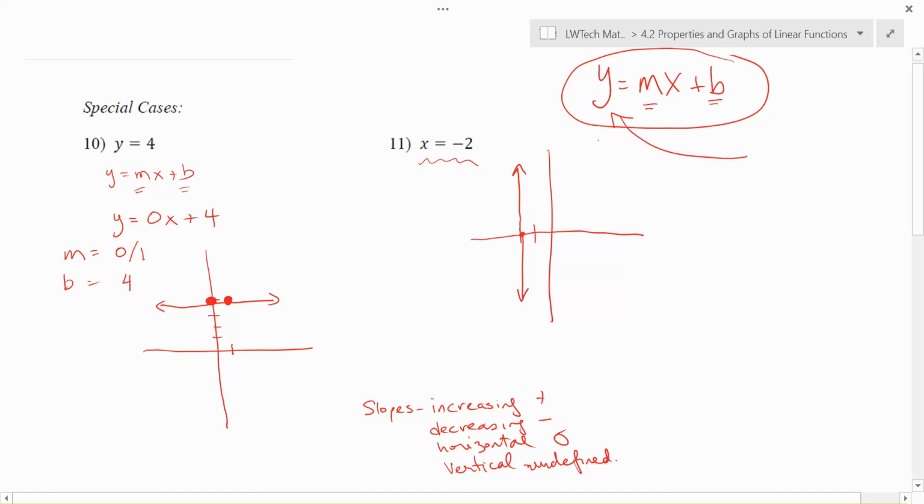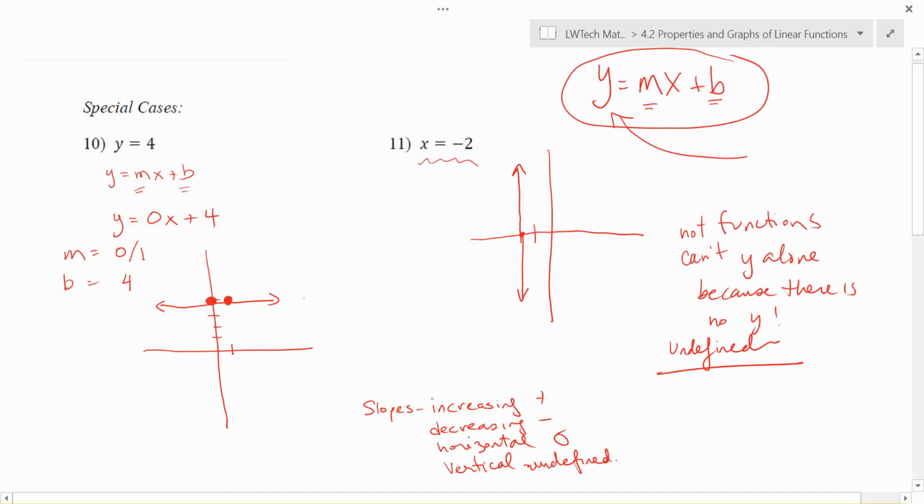So again, remember that vertical lines are not functions, and the other problem with how we can notice that is that we can't get the y alone because there is no y. And since there's no output defined, this is an undefined function.